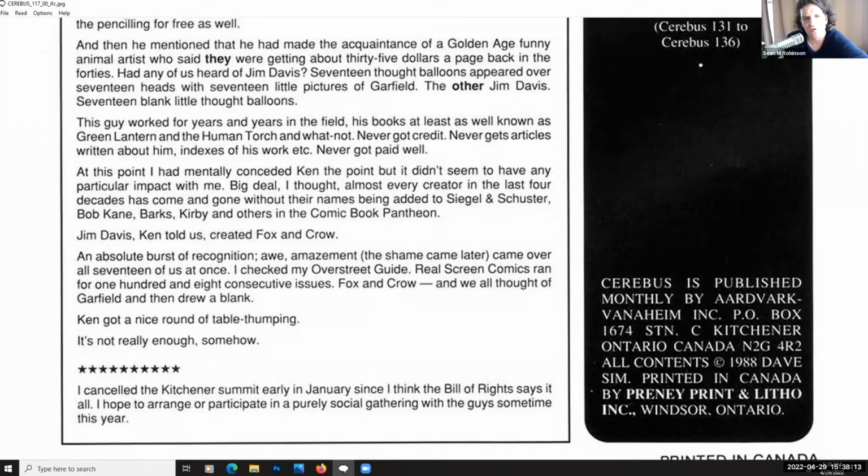Jim Davis, Ken told us, created Fox and Crow. An absolute burst of recognition, awe, amazement, the shame came later. Came over all 17 of us at once. I checked my Overstreet guide. Real Screen Comics ran for 108 consecutive issues. Fox and Crow, and we all thought of Garfield and then drew a blank. Ken got a nice round of table thumping. It's not really enough somehow.